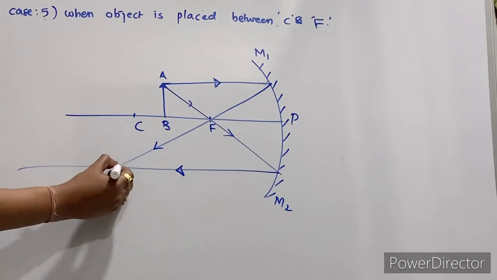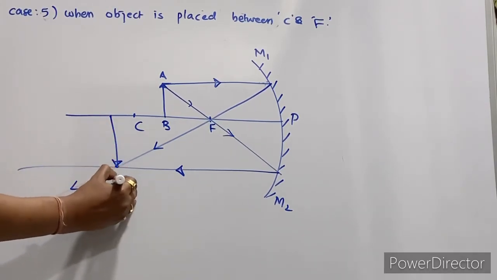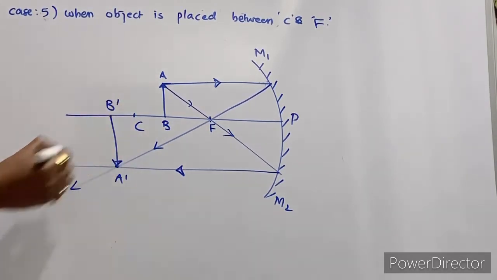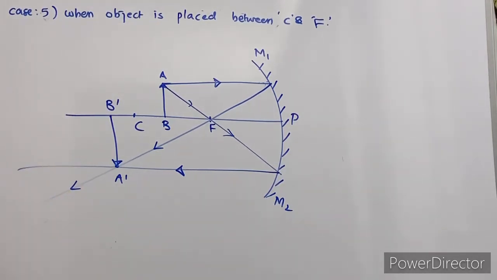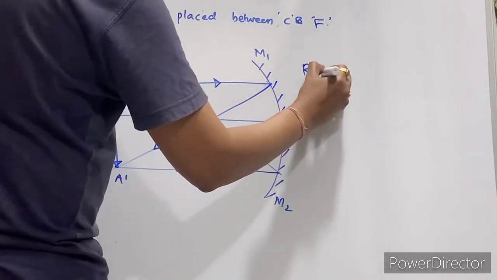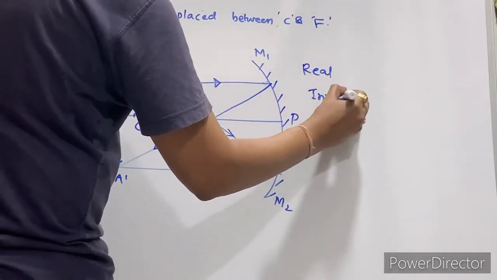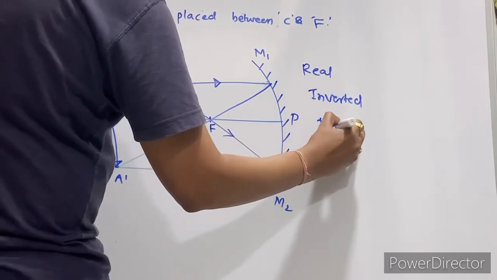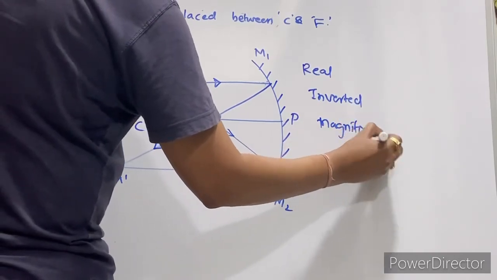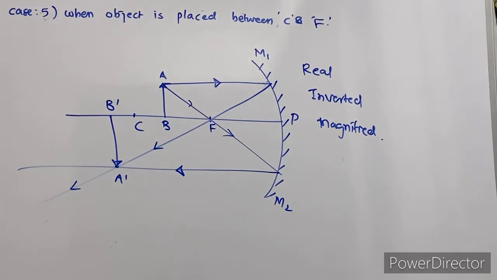Then they meet at this point. So here will be the image A dash, B dash. Now compared to the object, the size of the image is a little bigger. So I can say it is real, inverted, and magnified. What is the characteristic of the image formed? It is real because of actual intersection. It is inverted with respect to the object, and the size of the image is a little more. Therefore, it is magnified. Don't write highly magnified. It is just magnified. Right? This is about case 5.